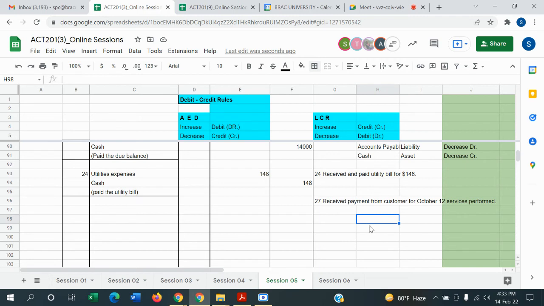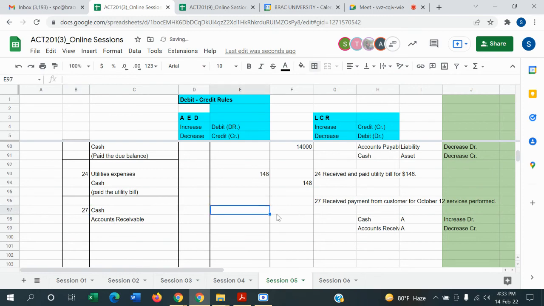So what accounts will be affected? Accounts receivable and cash. Both are assets. How are they changing? Cash increases, accounts receivable decreases. If cash increases, it should be debit. Decrease, credit. Excellent. So our journal will be cash debit, accounts receivable credit on 27.